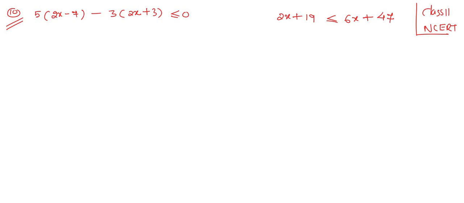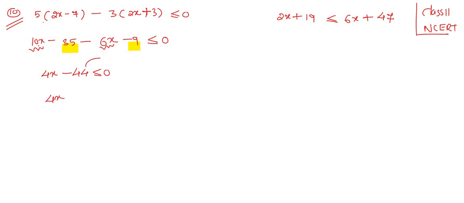So 5 2s are 10x, 7 5s are 35, minus 6x, and minus 9 less than 0. See here, 10x and 6x will be how much? 10 minus 6 is 4x. Now minus 35 and minus 9 together will be minus 44, less than 0. So 4x, this 44 can go to the other side. This will become plus 44, right?